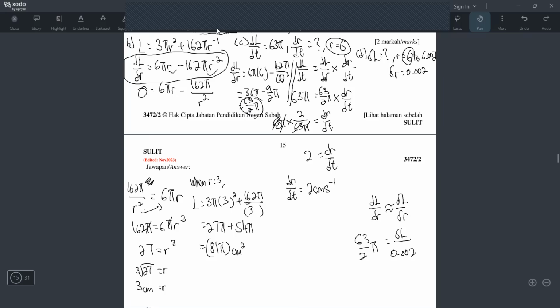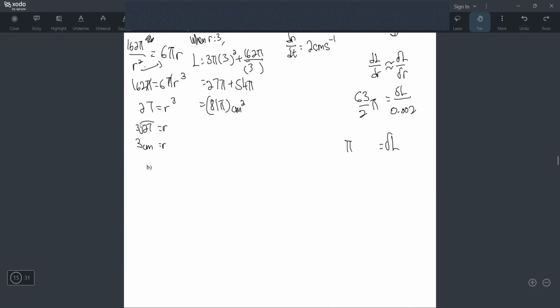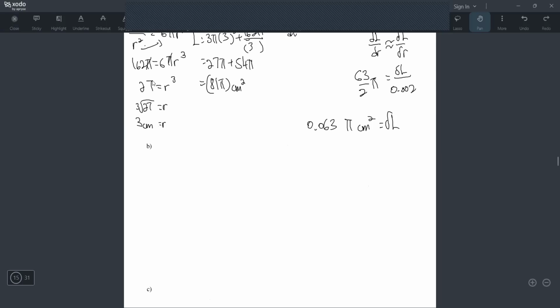Okay, so the working can actually continue from here. Now you can find your delta L. Just press. Do I have to press the pi? No need, I think. The question never mentioned, right? They never say in terms of pi, but I think it's better if you just keep the pi. So just press 63 divide 2 times 0.002. So you will get 0.063, but the pi is still there, right? So this is the answer. This one is the small change. So in area, I think you can write cm square like that, right? Yeah, so that's how you do it. Okay, done.